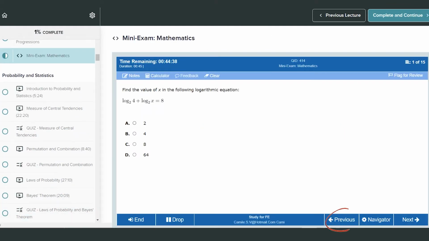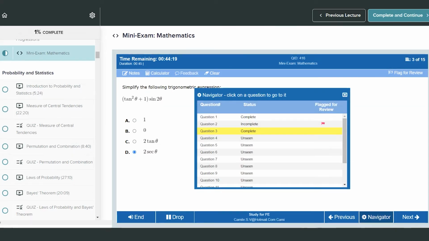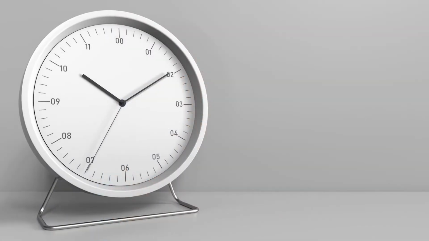It allows you to go back and forth between the questions. You can flag the questions, and there's also a timer that helps you identify how you're doing, not only in terms of your accuracy or correctness with respect to your solutions, but also from a timing standpoint. Time is of huge essence when it comes to the FE Electrical and Computer exam.